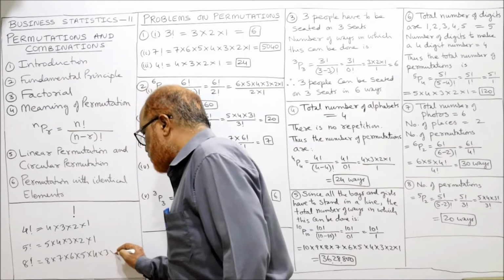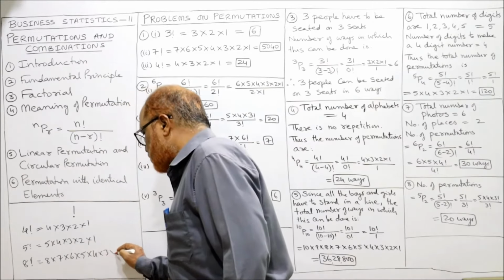Next topic is the meaning of the term permutation. Permutation is an arrangement in a definite order of a number of objects, taken all or some of the items at a time. So permutation is nothing but the arrangement in a definite order of a number of objects, taken all or some of the items at a time.